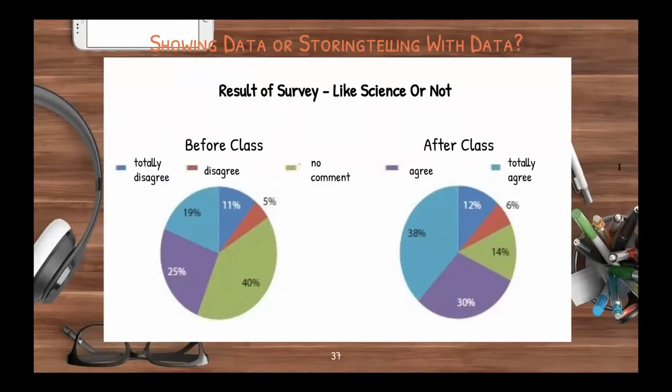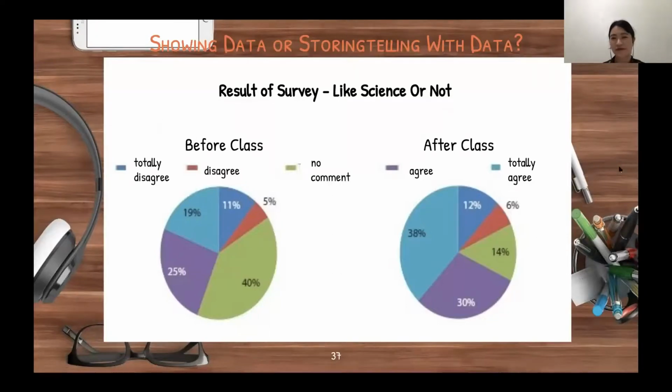Yeah. Hi. I think it would be more useful if the question was a statement rather than a yes or no question, because it says like science or not, and the variables that we are given are totally agree, disagree, or no comment. So it would be easier for people to understand the graph if it was a statement like I really like science, and then the variables are totally agree, disagree, or no comment. So that'll be easier to interpret.